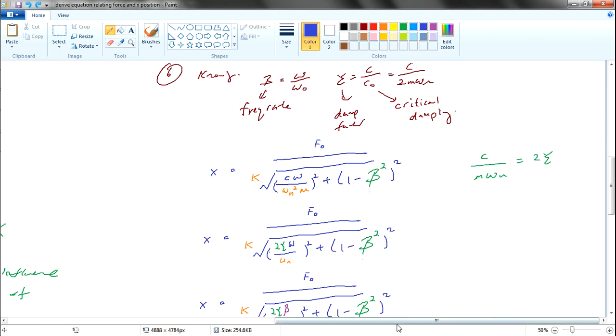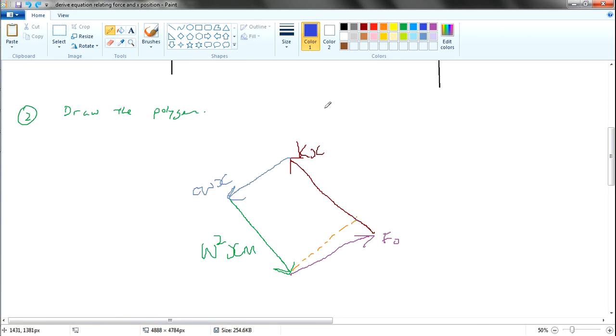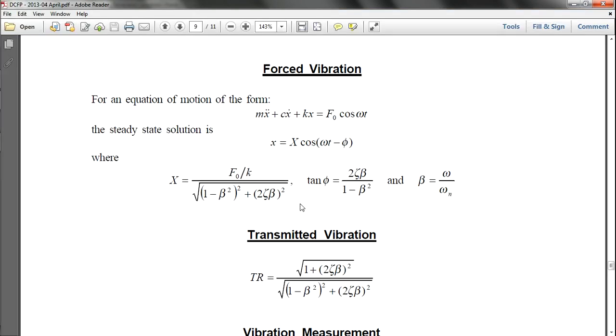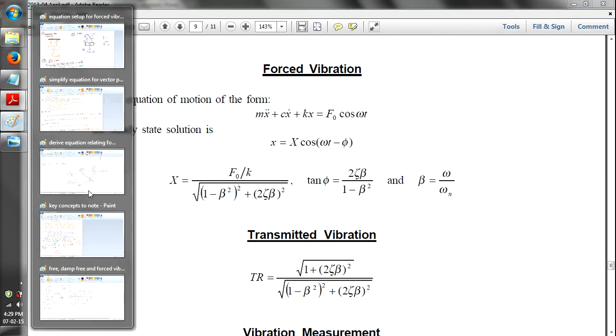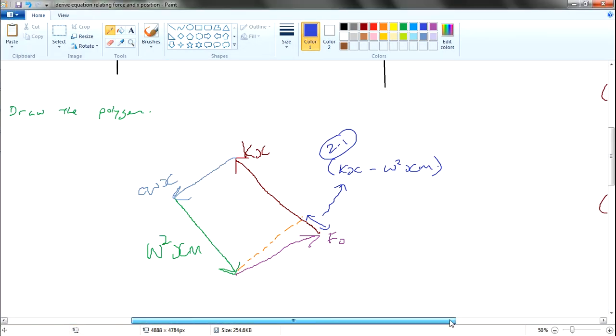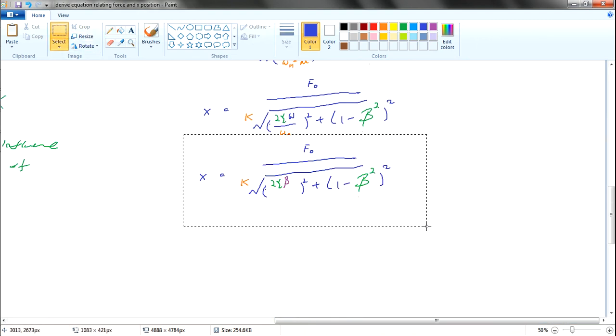So it is an overlapping thing. Nonetheless, let me finish this portion first before we go. So the difference between kx and this thing is actually kx minus omega square xm. I'm just labeling that this is part of 2, this is 2.1. So rather than imagining, we will be working on the difference between the polygons, the position. So that's to give you a glimpse. This equation here for forced vibration is the same as what we will eventually derive. Later, in the next video, I'll talk about how we derive this.